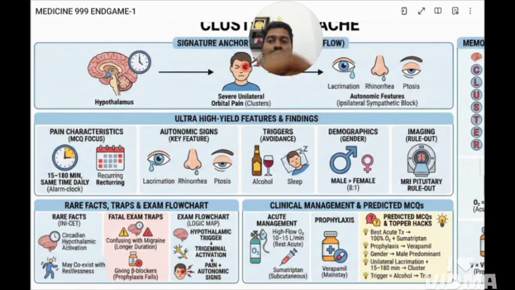So what is the characteristic of this headache? This is a very important MCQ differentiator. The headache lasts for a very short duration, between 15 to 180 minutes, and it is daily. It will be just like an alarm clock. That's why it is related to the circadian rhythm of the hypothalamus, and it recurs every day. It is associated with autonomic features, and there will be triggers like alcohol and sleep. If there is less sleep, that will be a trigger. It is more common in males, not in females. Tension type headache is more common in females, but here it is more common in males.